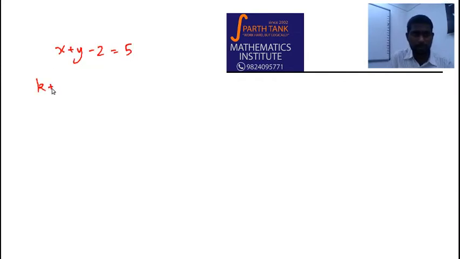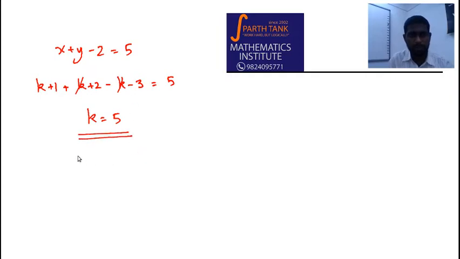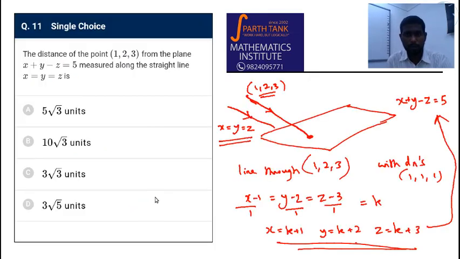Now x is k + 1, y is k + 2, minus z is minus k minus 3, right? And therefore I get k = 5. k and k are gone, 3 minus 3 is 0. So if k is 5, x will be, remember, k + 1, k + 2, k + 3. So this point (x, y, z) is going to be 5 + 1 = 6, 5 + 2 = 7, 5 + 3 = 8. Now you have to find the distance of this point and the other point (1, 2, 3).